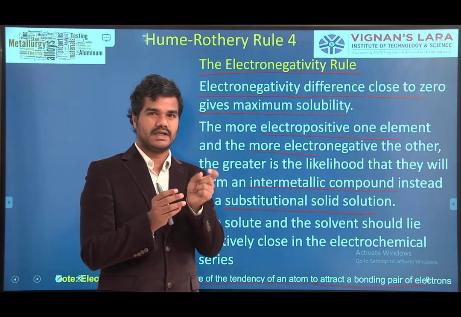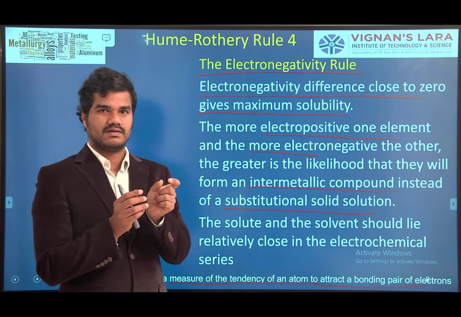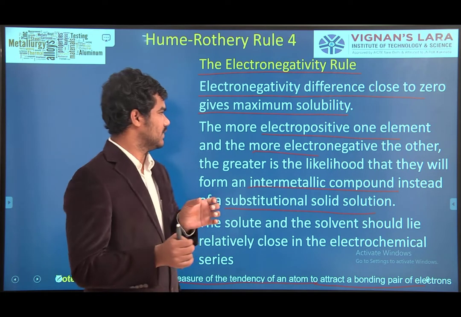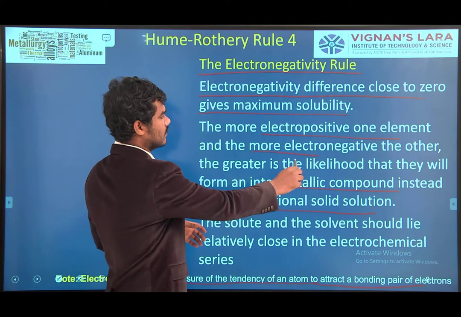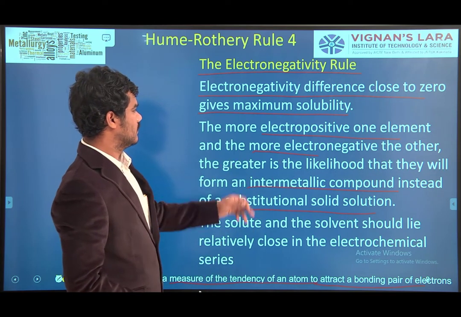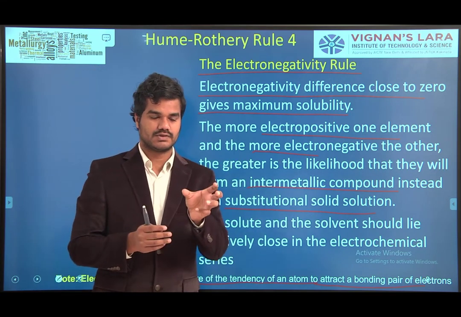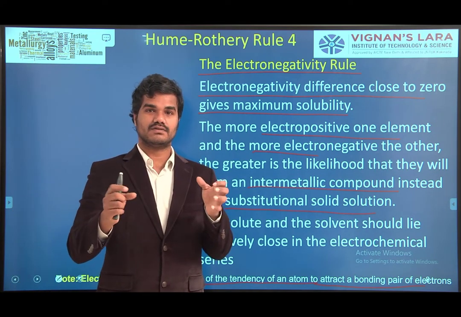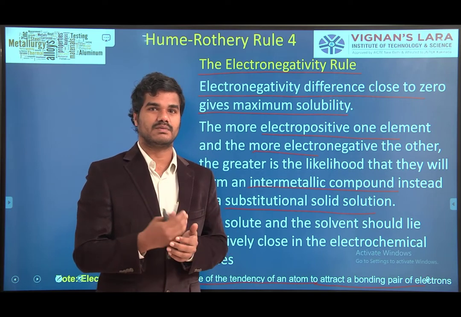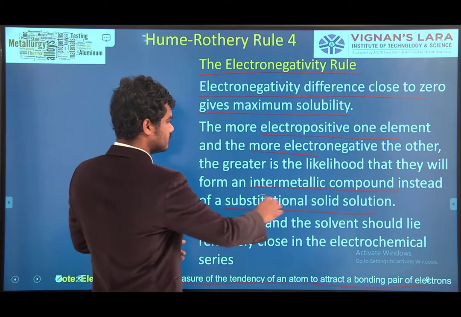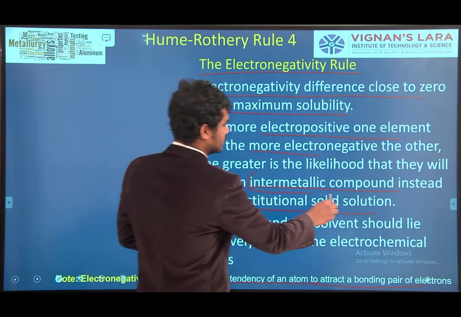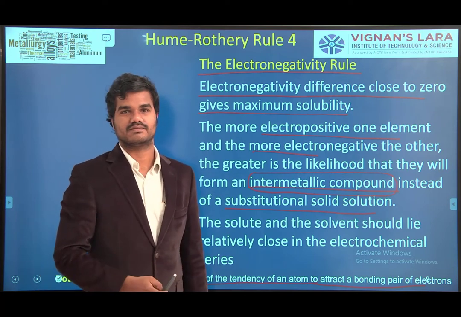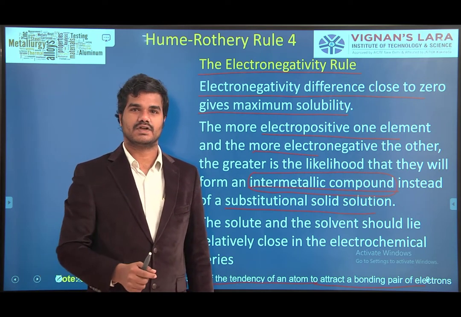If the electropositivity of one element is more, electropositivity is more for A and electronegativity is more for B, then when those two combine, what will happen? Some intermetallic compound will form. Intermetallic compound, understand?